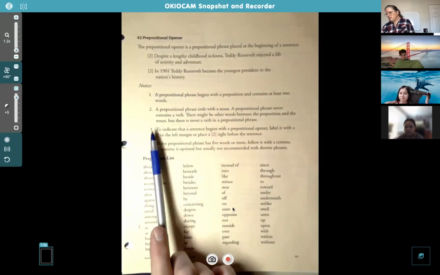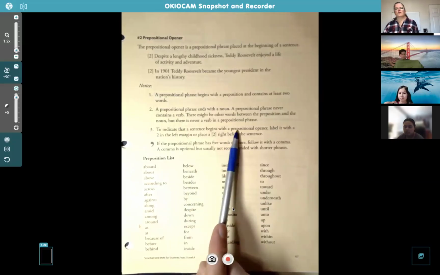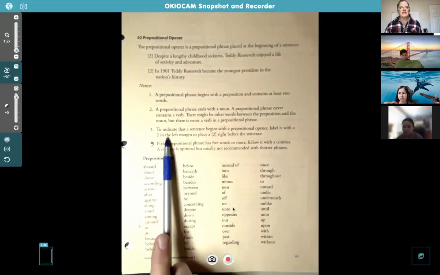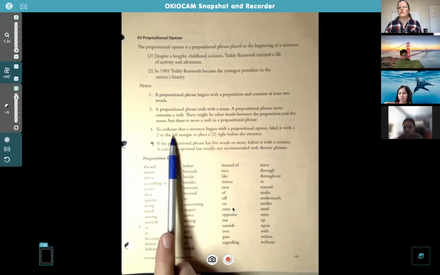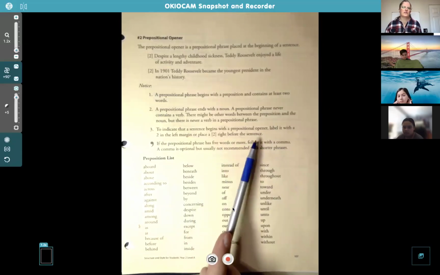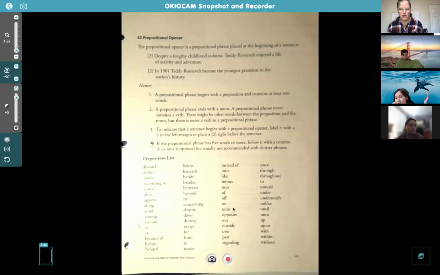And then to indicate that a sentence begins with a prepositional opener, label it with a 2. And this says in the left margin. You're not going to do that part. It says, or place a number 2 right before the sentence. That's the one I want you to do. Right before the sentence, type in the 2 with the brackets.